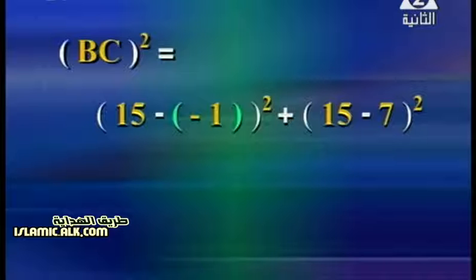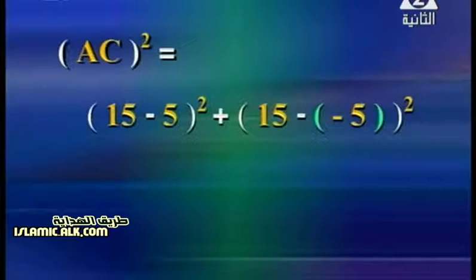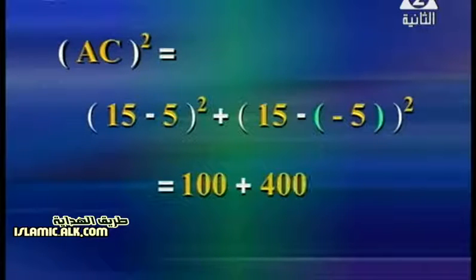Yes, it is equal to (15 minus negative 1) all to the power of 2 plus (15 minus 7) all to the power of 2, which gives a result as 256 plus 64 equals 320. What about AC to the power of 2? It is equal to (15 minus 5) all to the power of 2 plus (15 minus negative 5) all to the power of 2, which gives a result as 100 plus 400 equals 500.